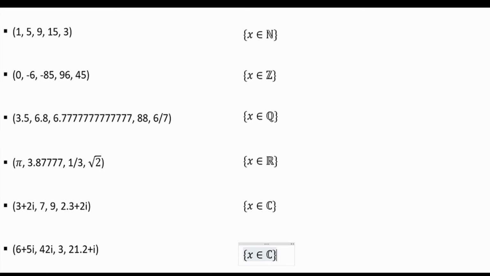The reason for pi and square root of 2 being irrational numbers is because pi and square root of 2 have been proven to have infinite, non-terminating decimals that do not repeat.